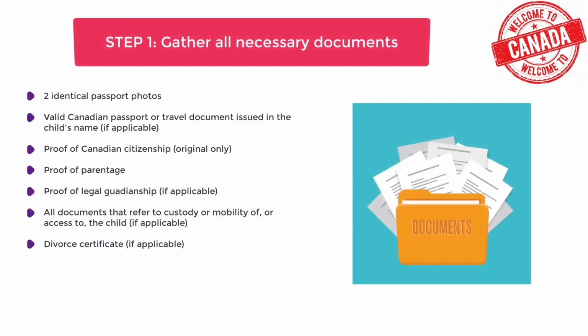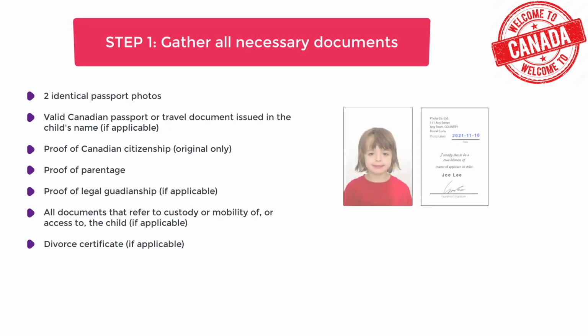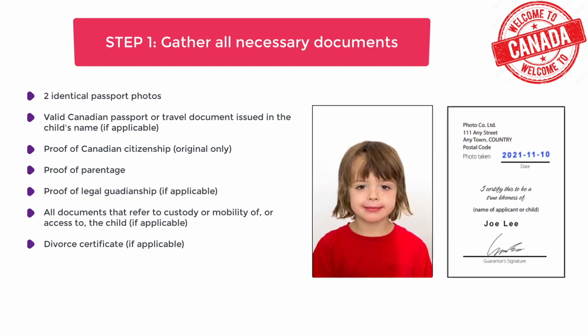Step 1. Gather all necessary documents. You need the following documents for your child's passport application. 2 identical passport photos. The photos must be taken no more than 6 months before the date you submit your application. On the back of one of the photos, the photographer must write their name, their complete address, and the date the photos were taken.